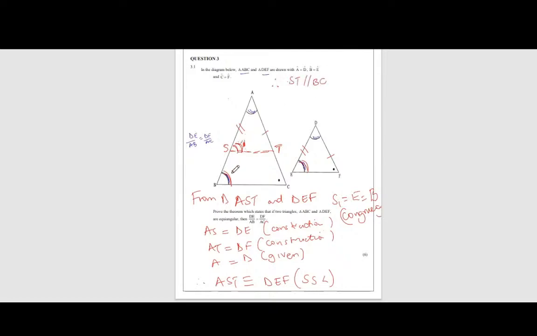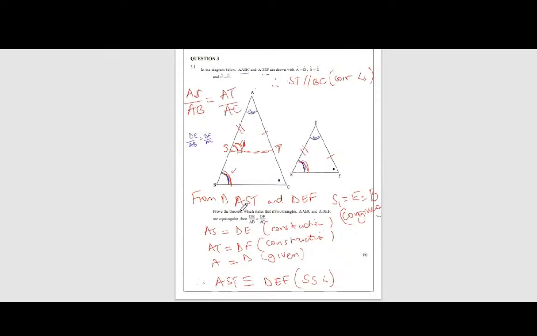What type of angles are S1 and B? Those are corresponding angles. Angles that are corresponding must always be equal. Then, having proved all of that, we can apply our principles of proportionality and say that if we get AS and divide it by AB, it should be the same as AT divided by AC, the big triangle.